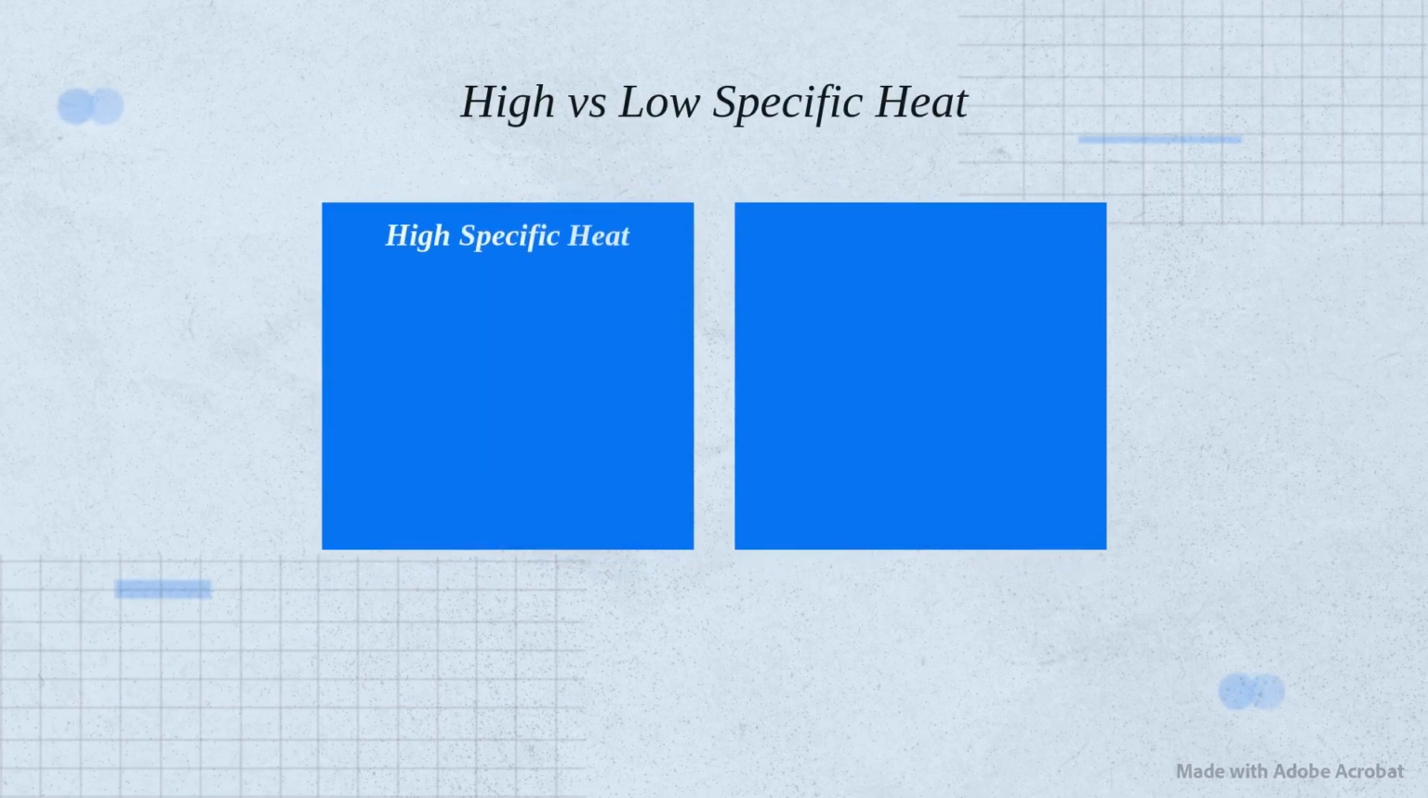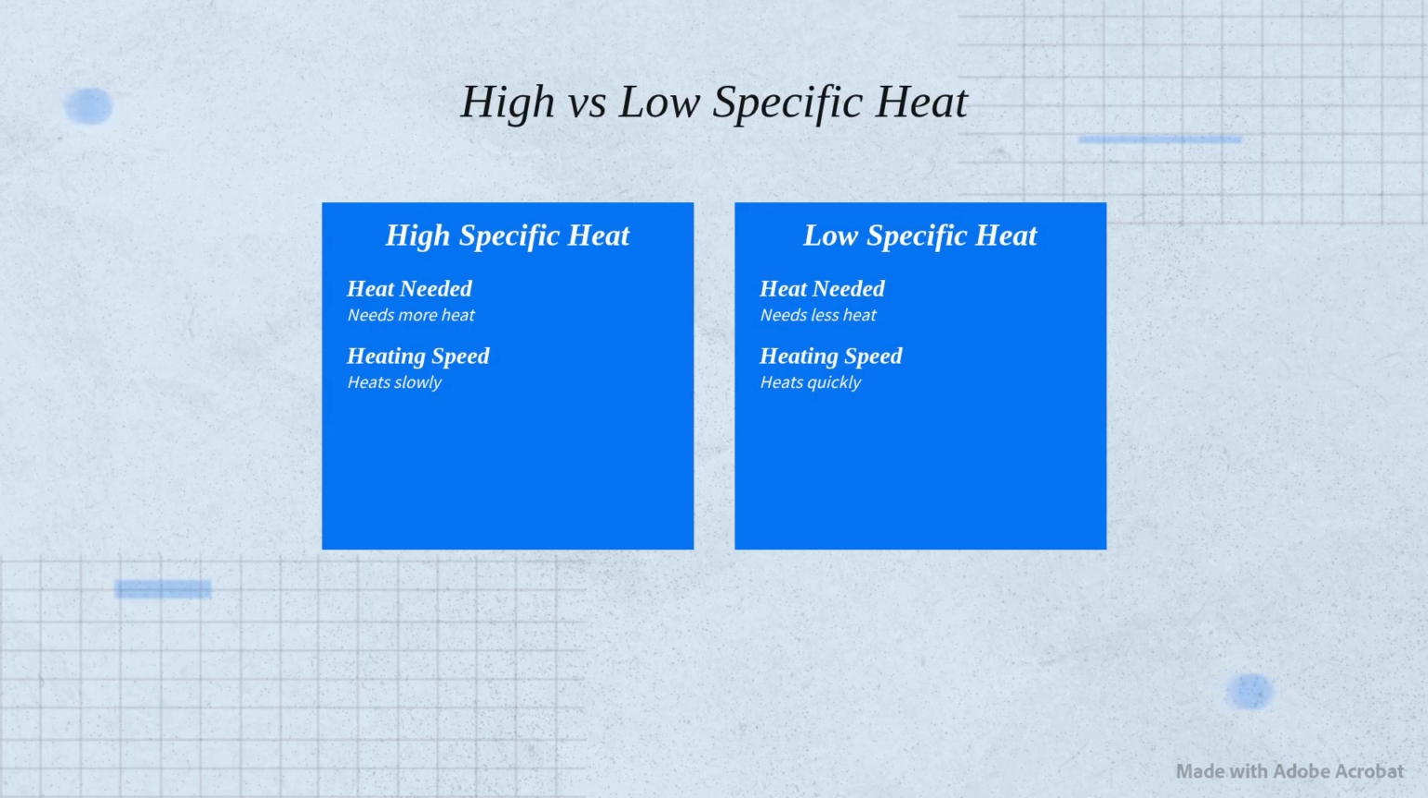Let's directly compare the effects of high and low specific heat capacity to see how they influence heating, cooling, and energy storage. For heat needed, materials with high specific heat require more energy to change temperature, while those with low specific heat need less. When it comes to heating speed, high specific heat materials heat up slowly, but low specific heat materials heat quickly. Cooling speed is also affected. High specific heat materials cool down slowly, whereas low specific heat materials cool rapidly. Finally, in terms of heat storage, high specific heat materials can store more heat energy, while low specific heat materials store less.